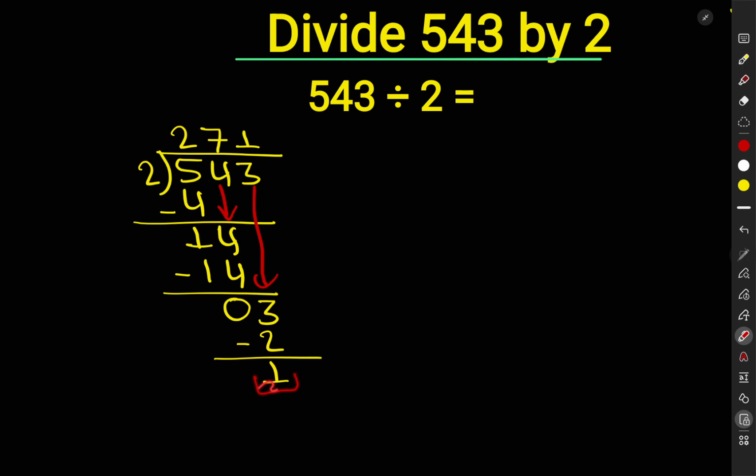So now this 1 is less than 2 and there is no other number to put it down. So we take here decimal so that we put 0. So it is 10 and 2 times 5 is 10. On subtracting, we get 0. So 543 divided by 2 is 271.5.